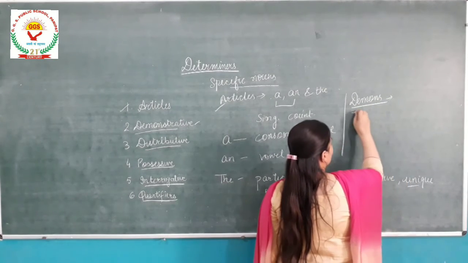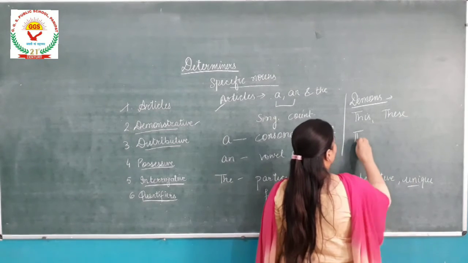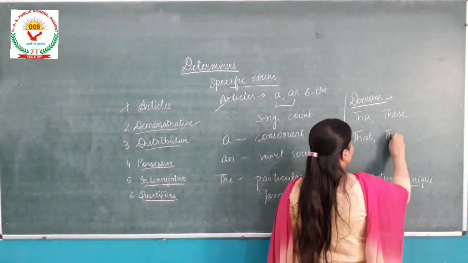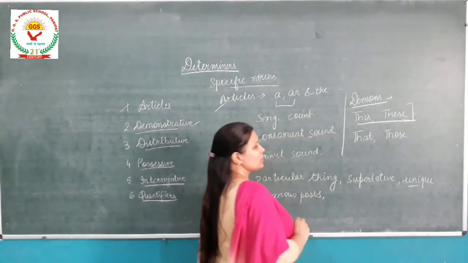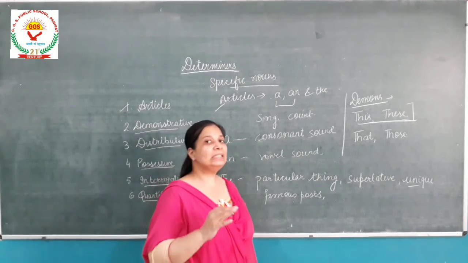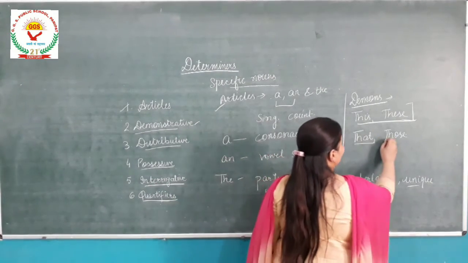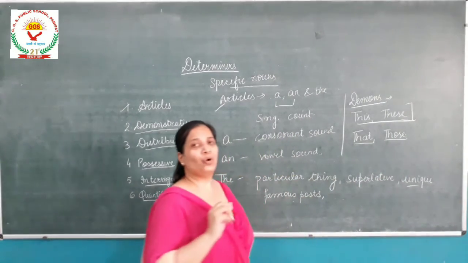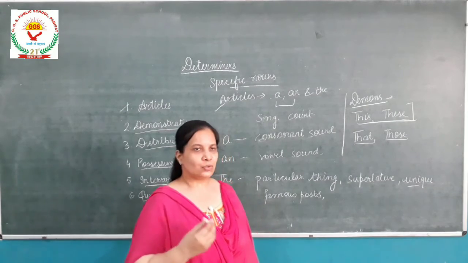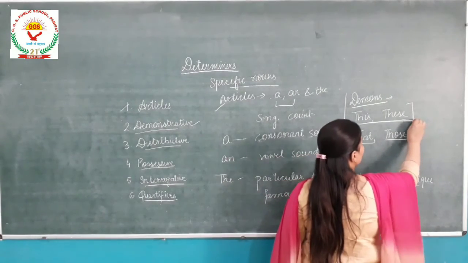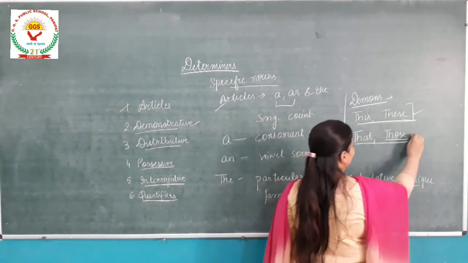There are 4 demonstratives mainly: this, these, that and those. Now this and these are used with the things or persons which are nearby, which are close to you, and that and those are used for the thing or person which are at a distance from you. So for nearby things we use this and these, and for the things that are at a distance we use that and those.